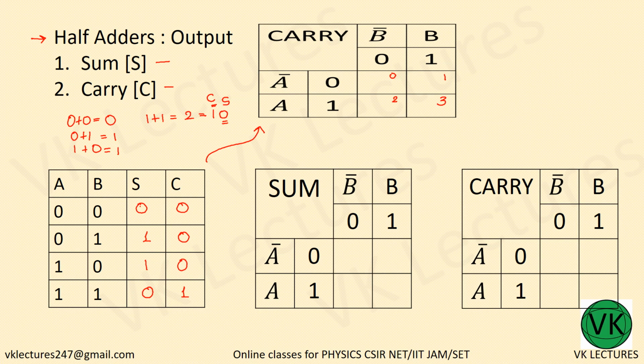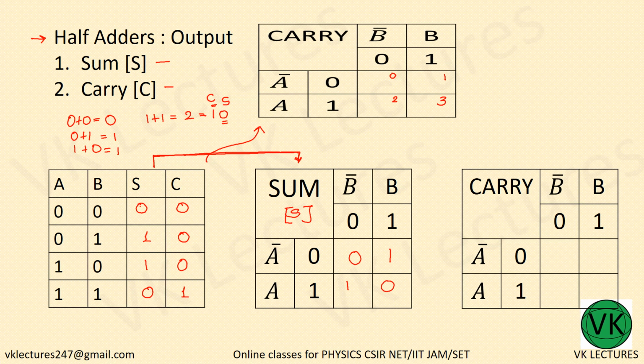0 1, 0 1 is 1. Now let us make the Karnaugh map here. That means I am writing the sum in the Karnaugh map. Wherever there is 1 you have to mark it here, so 1, 1, that is 0 1 and 1 0. These two inputs are 1, the others are 0.